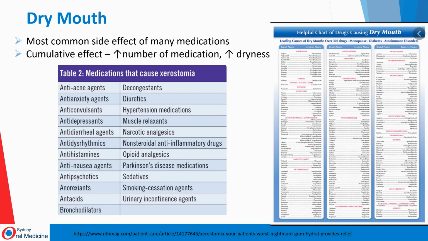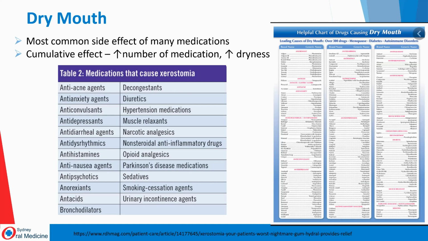So dry mouth is probably the most common side effect of many medications. And you can see from that chart on the side that there are so many drugs that list dry mouth as a potential adverse effect. We do know that it tends to be a cumulative effect. So the increased number of medications that a patient is taking relates directly to how severe their dry mouth may be.